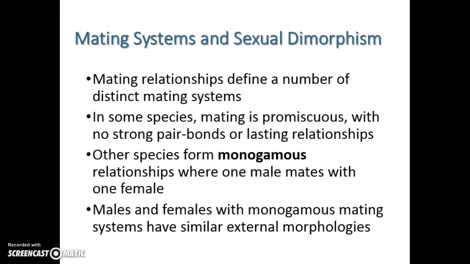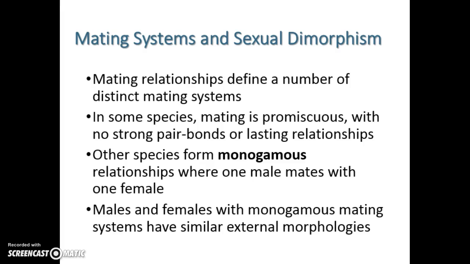Another part of mating systems that I just want to digress a little bit and talk about is sexual dimorphism. Mating relationships define a number of distinct mating systems. In some species, mating is what we call promiscuous, where there are no strong pair bonds or lasting relationships. The opposite of this would be a monogamous relationship, where one male mates with one female. Males and females with monogamous mating systems often have similar external morphologies.